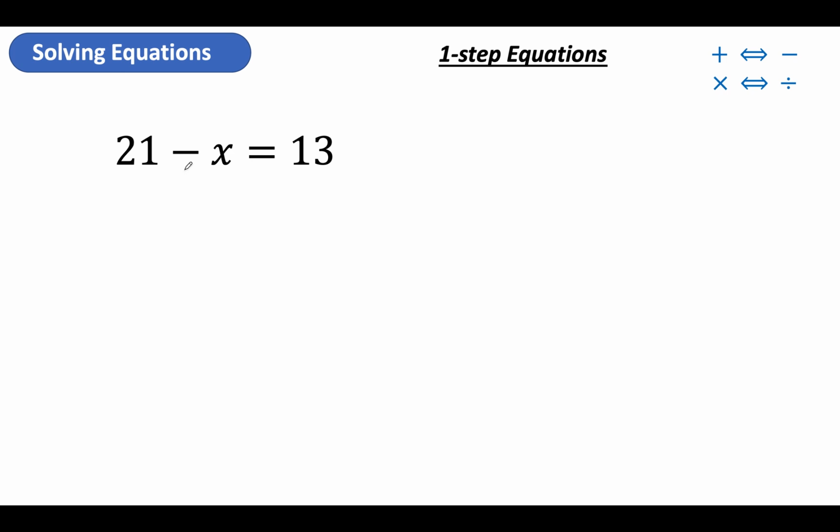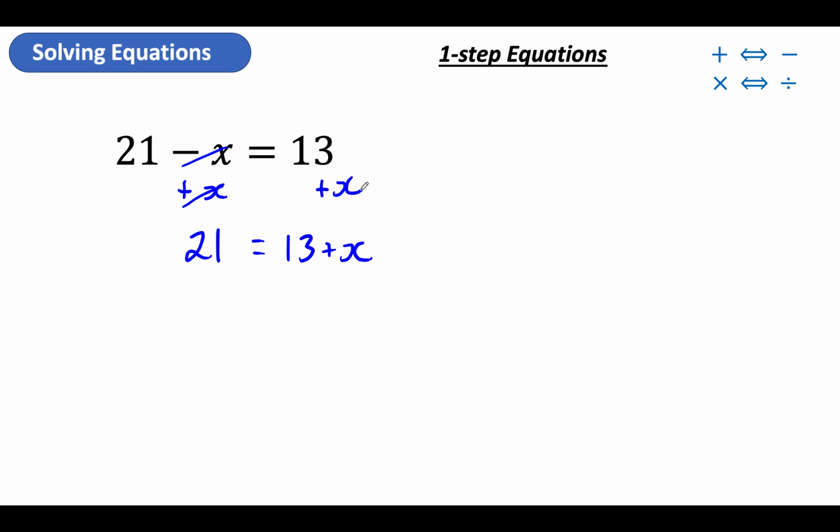But I think the most straightforward way is to go, well, I don't want the minus x here. I'm going to do a little trick. If I add x, well, that's going to cancel out, because remember, plus x minus x cancels out to leave nothing. So it'll be 21. But my x doesn't completely disappear, because if I add it to the left-hand side, I must add it to the right-hand side as well. So 13 plus x equals, well, just 13 plus x, but that's all we need to write.